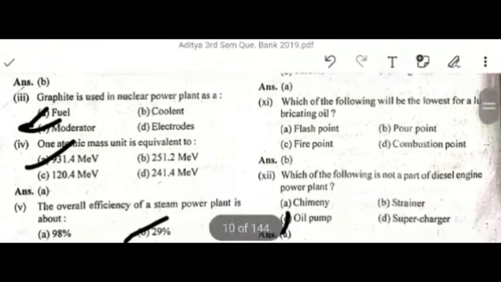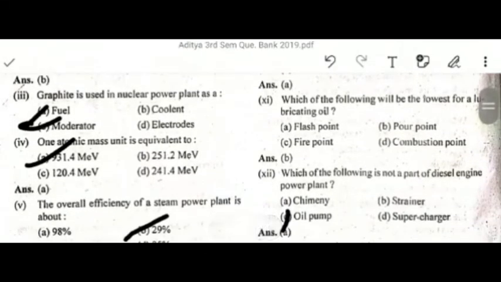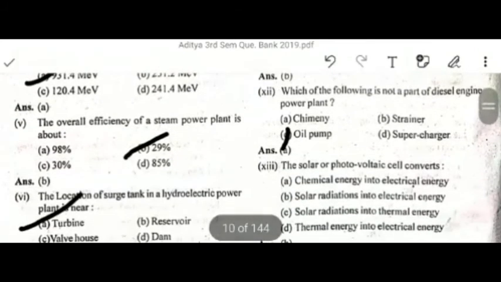Now in the 11th question: which of the following will be the lowest for lubricating oil? Pour point is the phenomenon in which the lubricating oil will be the lowest. Now in the 12th question: which of the following is not a part of a diesel engine? You should know that a chimney is not a part of a diesel engine. A chimney is used in a thermal power plant but not in a diesel electric power plant.